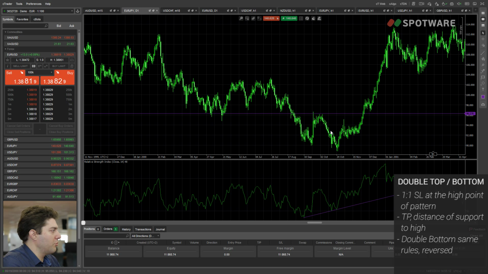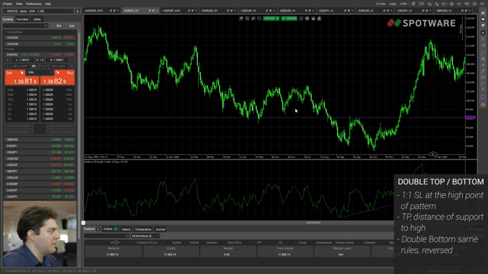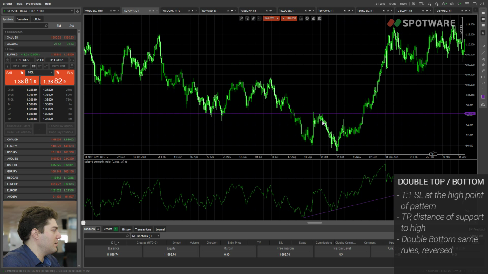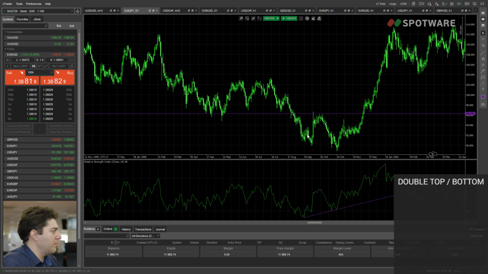Here we have a double bottom pattern. I'm not going to go too much into details about that because it's the same as the other pattern. The only difference is that it's at the bottom of a downtrend. Again, we have the same formations. But what I want to show you here, I want to show you a tip since I've drawn this indicator, relative strength index.